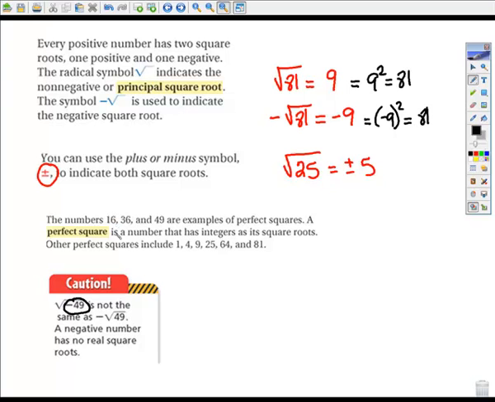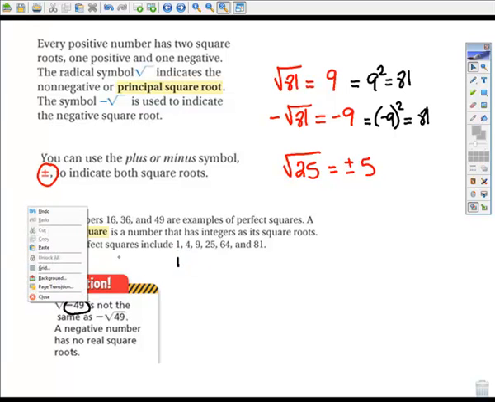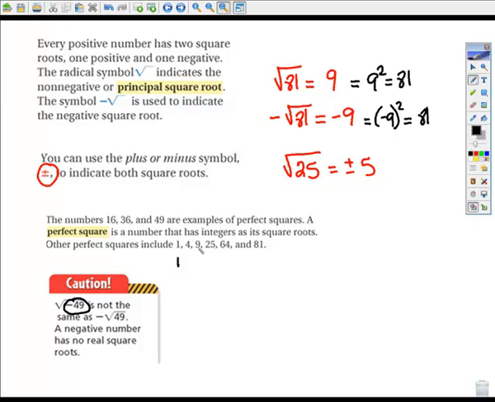These numbers right here, 16, 36, 49, etc., are examples of perfect squares. So a perfect square is a number that has integers as its square roots. For example, 1 is a perfect square because the square root is 1. 4 is a perfect square because the square root is 2. 9, the perfect square, its square root is 3, etc.